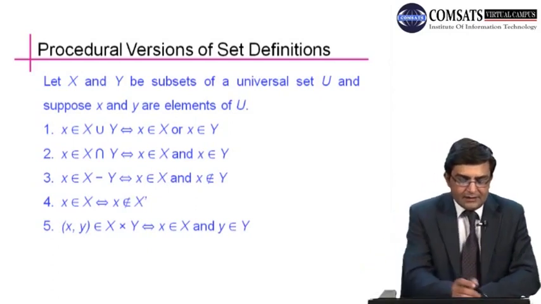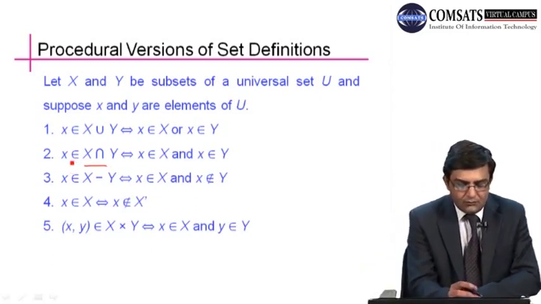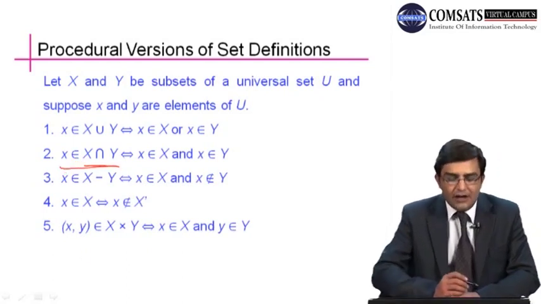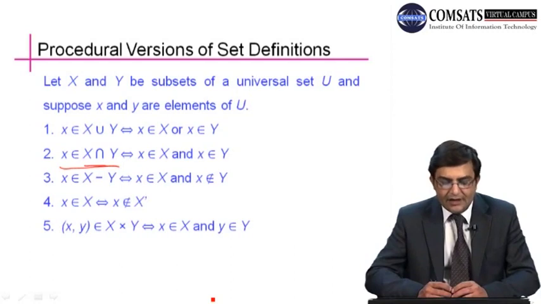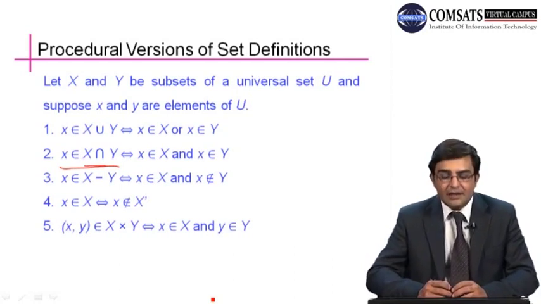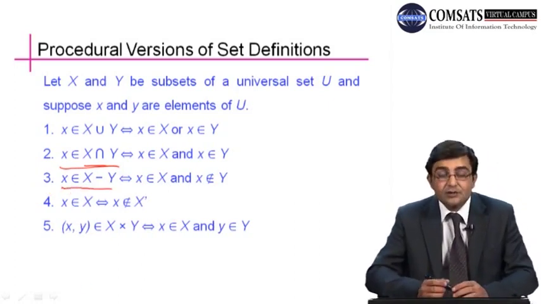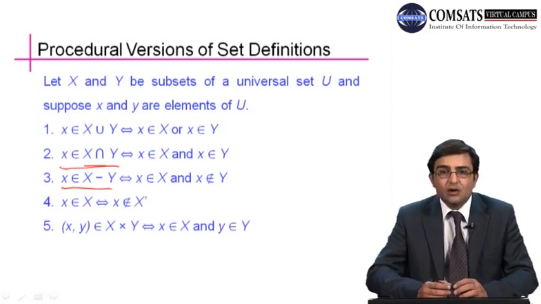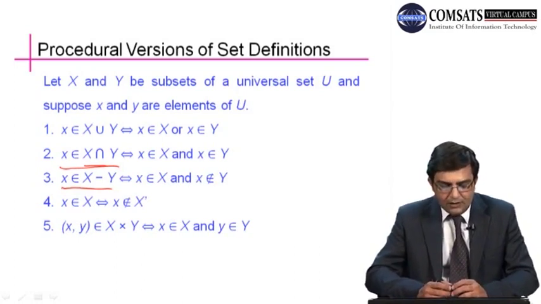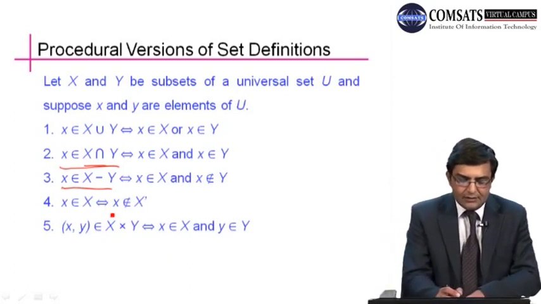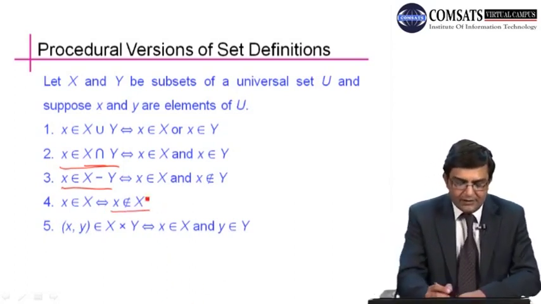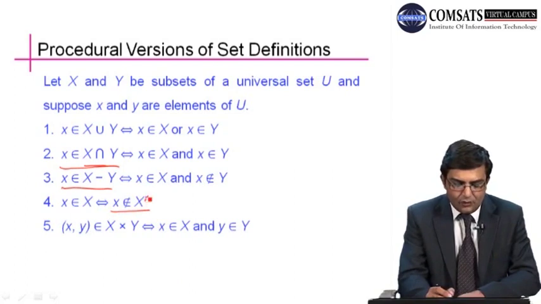And an element x which belongs to X intersection Y, for this element it is necessary that x belongs to X and x belongs to Y. So x must belong to both sets X and Y. At number 3, if x belongs to X minus Y, then x belongs to X and x must not belong to Y. Similarly, if x belongs to X, then x doesn't belong to X complement. This sign is the sign of complement, or we can write X^c.